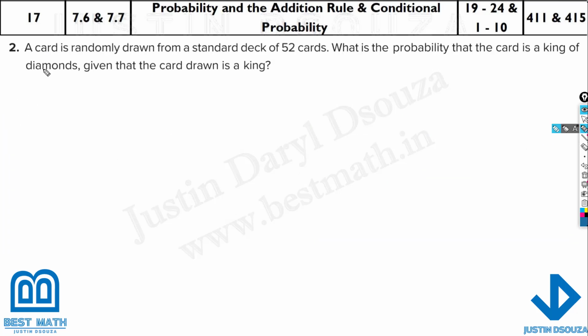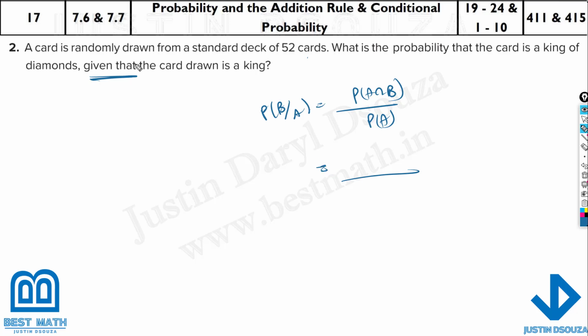Let's do these problems quickly. A card is randomly drawn from a standard deck of 52 cards. A standard deck will always have 52 cards. So what is the probability that the card is a king of diamonds, given that the card drawn is a king? This is the condition, given that. So you need to write in detail. I'm just going to write the answer here: A intersection B by probability of A. Probability of A, what is it? The card is drawn as a king.